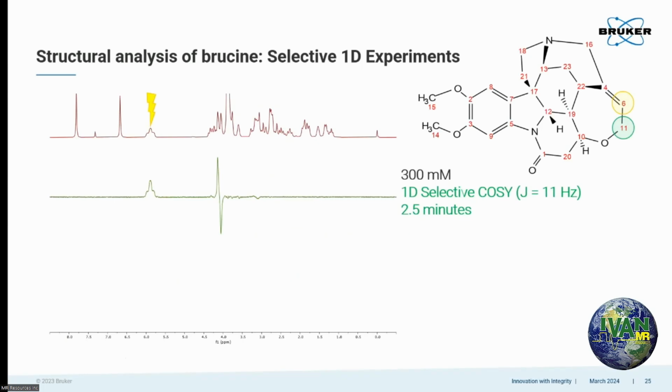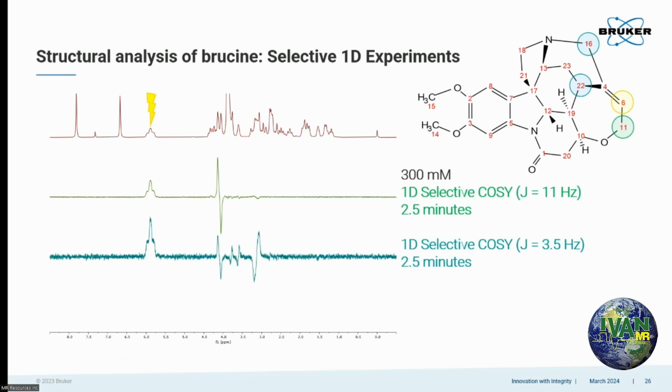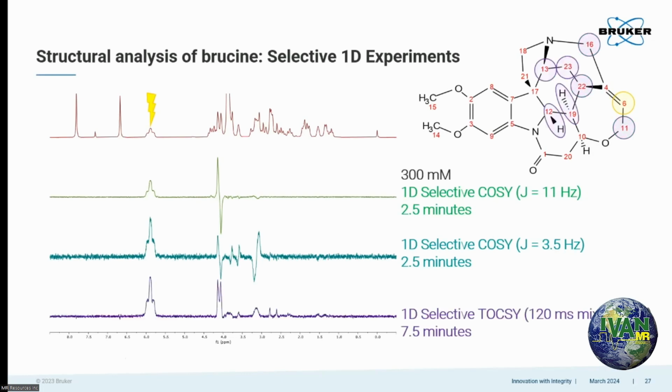You can run the same exact 1D selective COSY, but selecting for that longer range correlation. And so again, in 2.5 minutes, with a J coupling of 3.5 hertz, we see those longer, further away coupling partners. Protons 16 and 22 are coming through. And lastly, we can go all the way to a 1D selective TOCSY. So with a 120 millisecond mixing time, we can get a much better idea of the entire coupling network here for this proton, and the added benefit of the correlations being in phase rather than anti-phase.